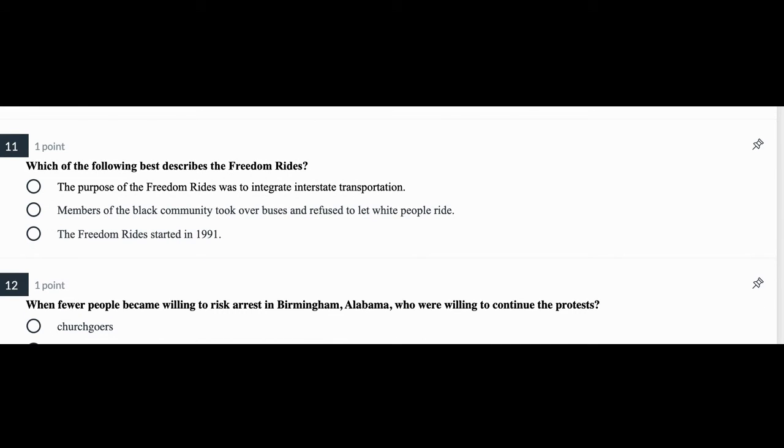11. Which of the following best describes the Freedom Rides? The purpose of the Freedom Rides was to integrate interstate transportation. Members of the Black community took over buses and refused to let white people ride. Or the Freedom Rides started in 1991.